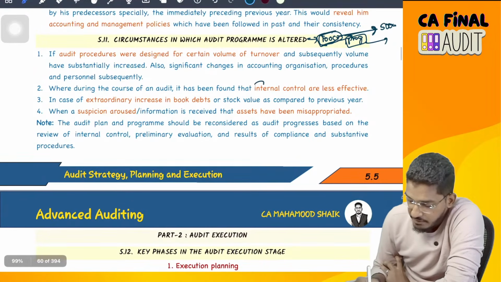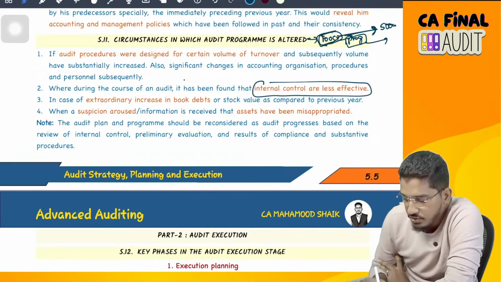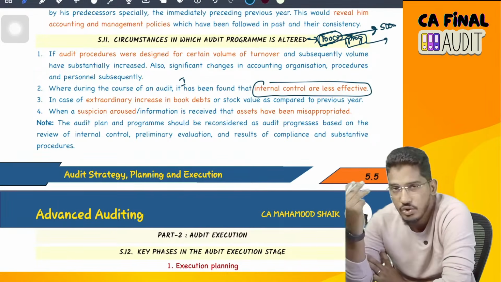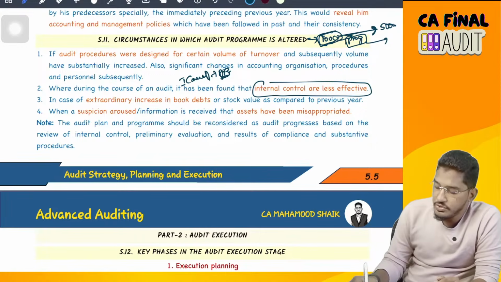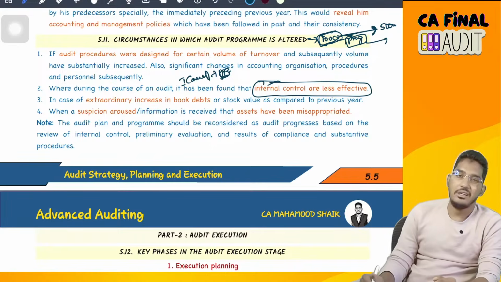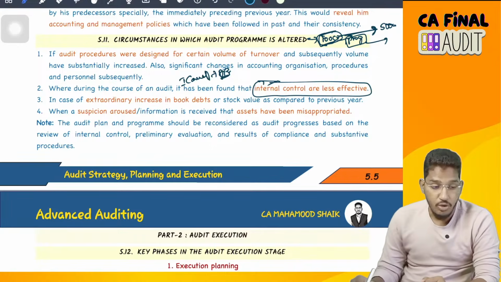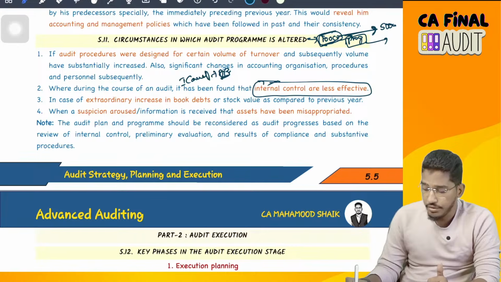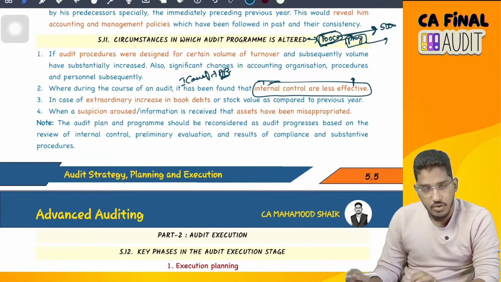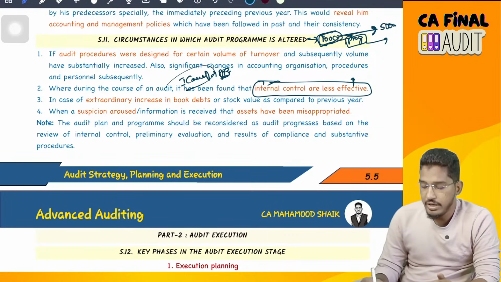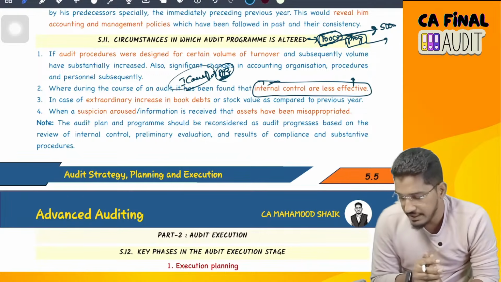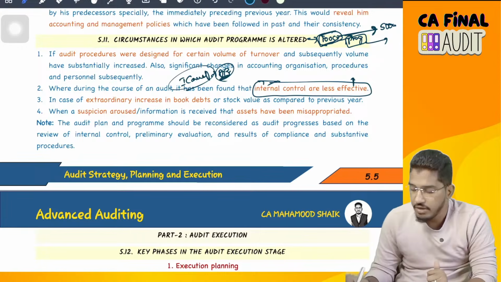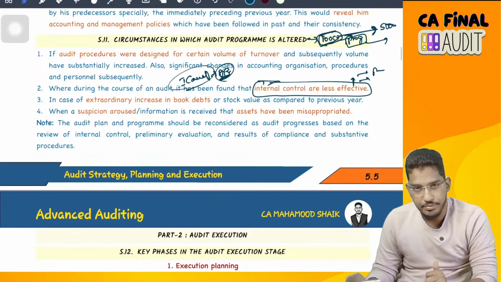Next, one more case where internal controls are less effective. Initially, on a basic understanding of internal control, you felt that internal controls are effective and accordingly you drafted your audit program. But later, when you actually started performing procedures, you realized that internal controls are not as effective as they look. Now you have to revise your audit program. Because you thought internal controls were effective, you might have drafted fewer instructions for the audit program, but now you realize that internal controls are actually not that effective. You have to include more instructions and revise your audit program.